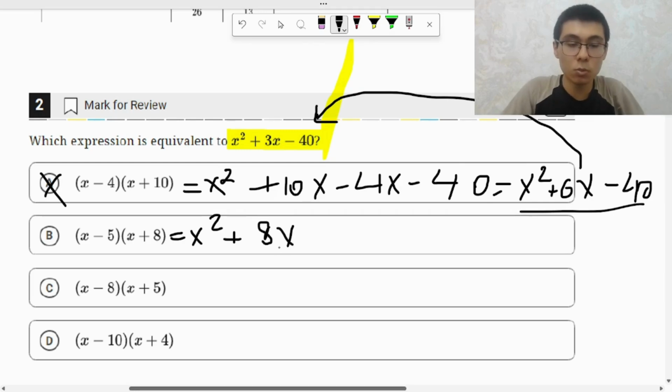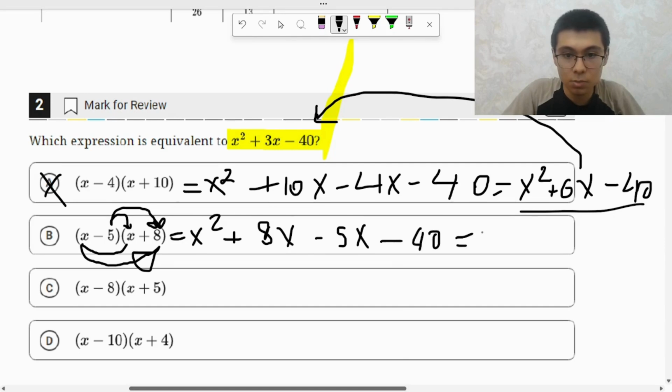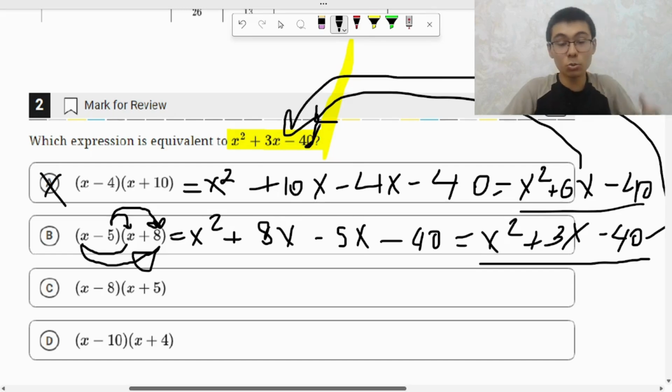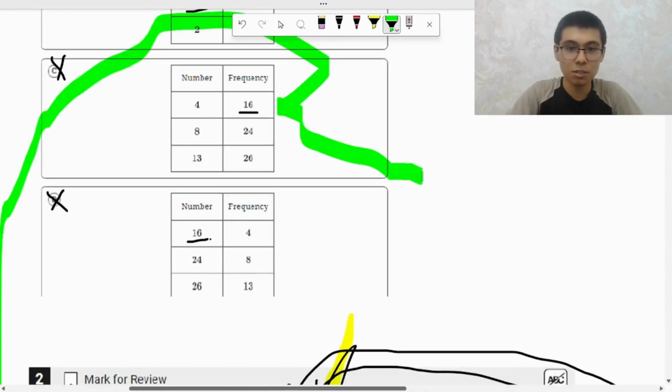So choice B, x squared plus 8x. So I'm sure you know what we're doing. We are first multiplying x by x, then x by 8, then minus 5 by x, and then minus 5 by 8. So minus 5x minus 40. So this will equal x squared plus 3x minus 40. So this is exactly the same as this expression here. So in the real exam, I would definitely choose B, and I'm not gonna bother myself looking at the other choices.